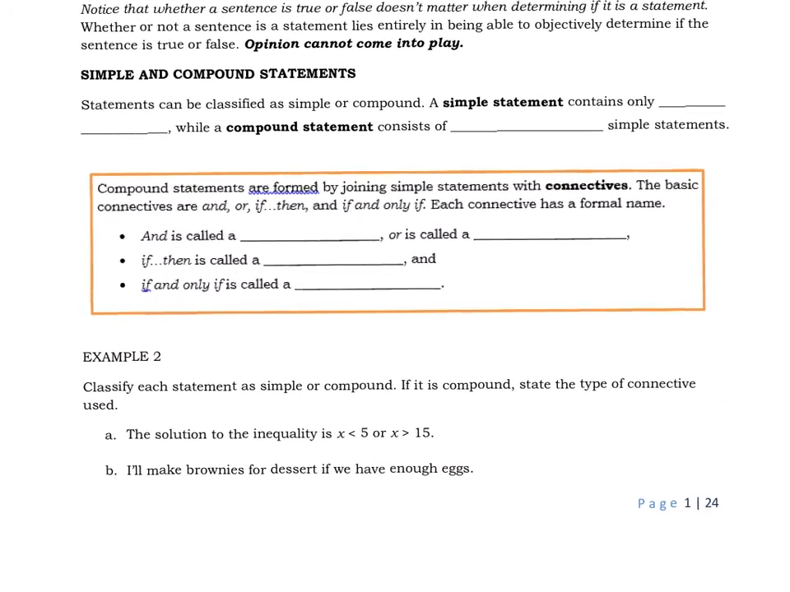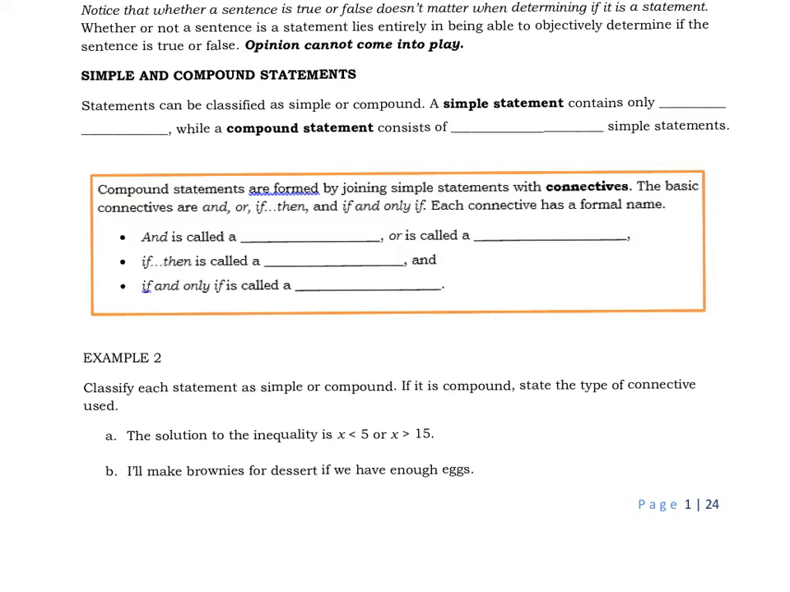Simple and compound statements. Statements can be classified as simple or compound. A simple statement contains only one idea, while a compound statement consists of two or more simple statements. Compound statements are formed by joining simple statements with connectives. The basic connectives are and, or, if then, and if and only if. Each connective has a formal name.